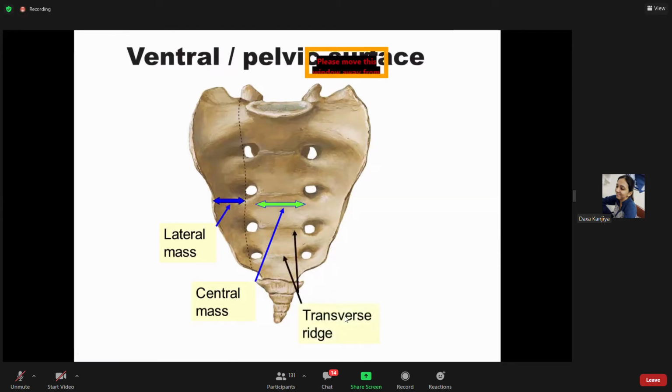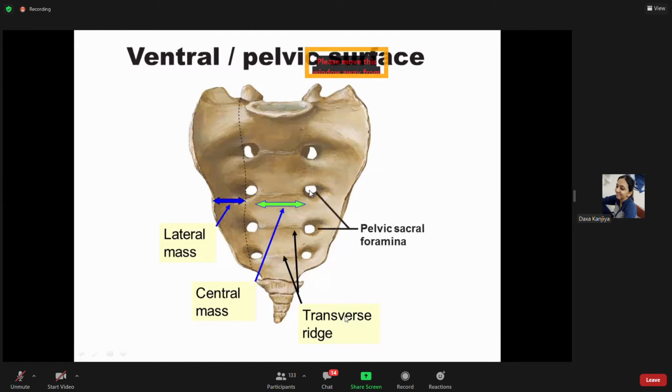If you see, the central part is divided into 5 segments by 4 transverse ridges. These transverse ridges indicate nothing but the fusion of the bodies of the sacral vertebrae. So again, the central part is divided into 5 segments by 4 transverse ridges. These transverse ridges indicate the fusion of the bodies of the 5 sacral vertebrae.